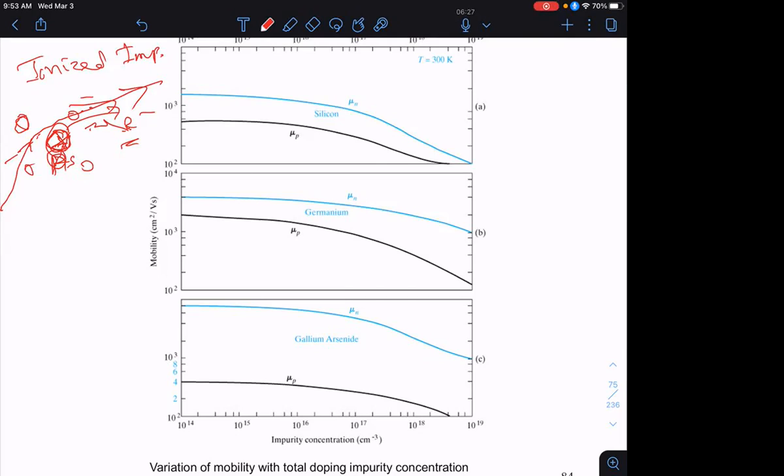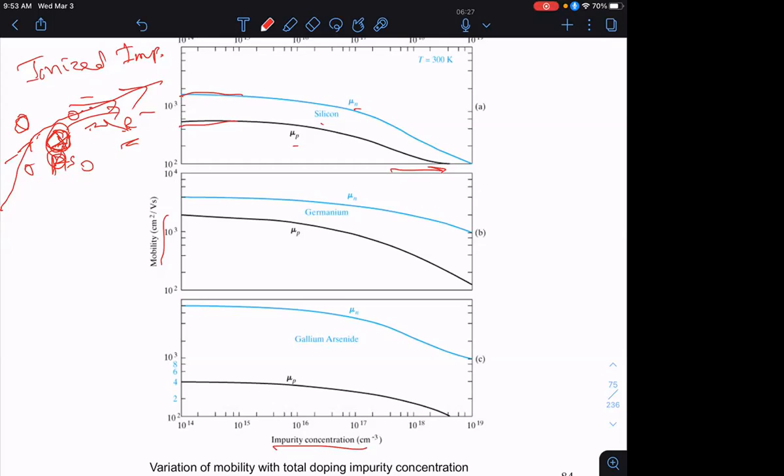Okay, so excellent. So what I'm plotting over here are mobilities in different semiconductors, silicon, germanium, gallium arsenide, as a function of impurity concentration. And as I just pointed out correctly, as the doping goes up, the mobilities drop for electrons and holes. For low doping, the mobility saturates at a value which is limited by another scattering mechanism that I'll discuss next. That's the lattice vibrations or phonons.